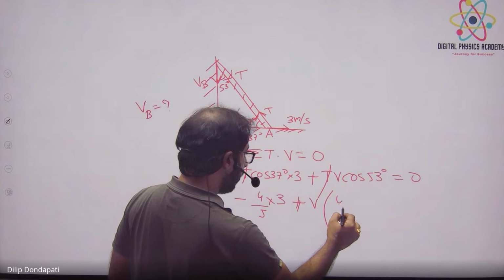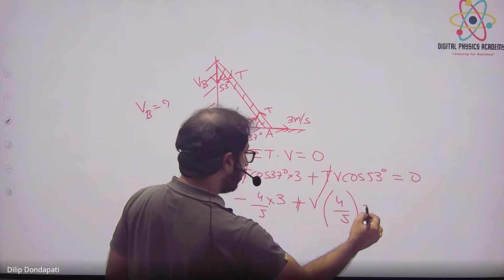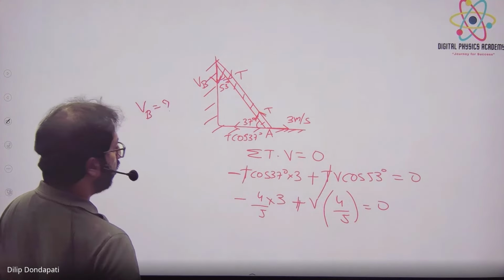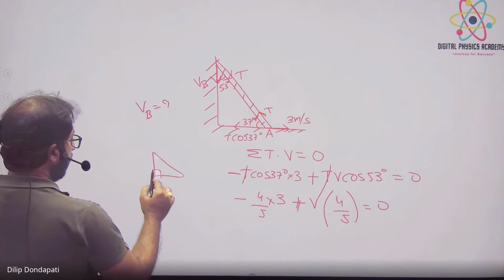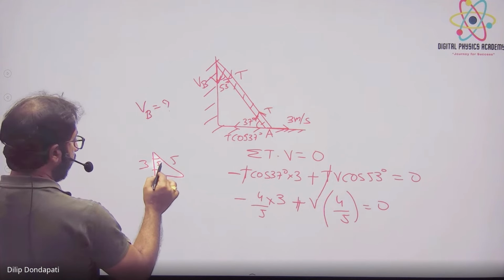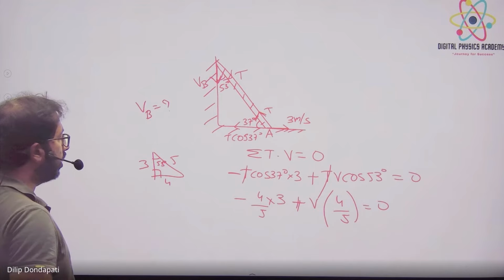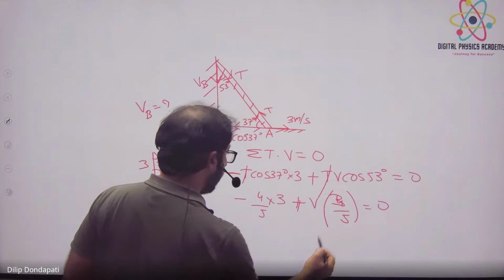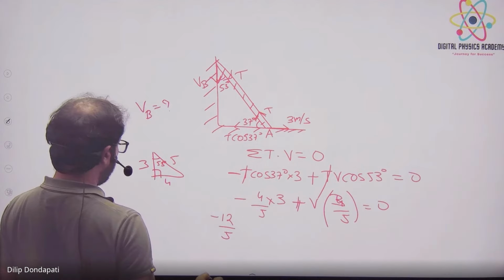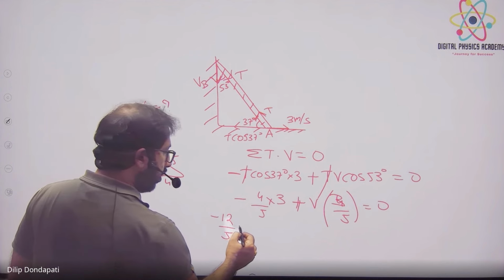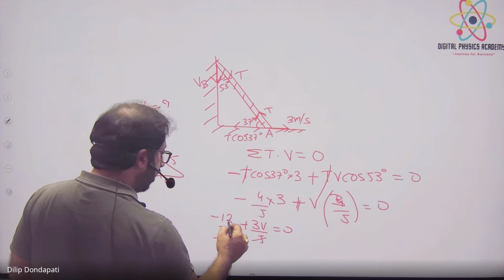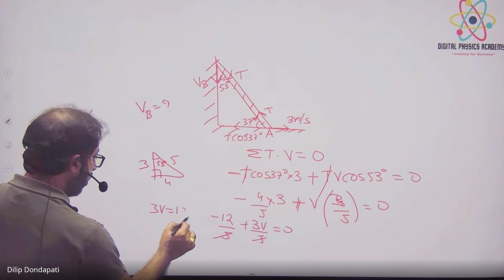4/5 equal 0. 3/5, 53 कितना है, क्या देने वाला? 3 4 5, 53 means bigger side, right? So cos 53 is 3/5. Now कितना है? -12/5. 37 is 4/5, right? Plus 3v/5 is equal 0. So 5 cancel, so 12. 3v is equal 12, v is equal to 4.